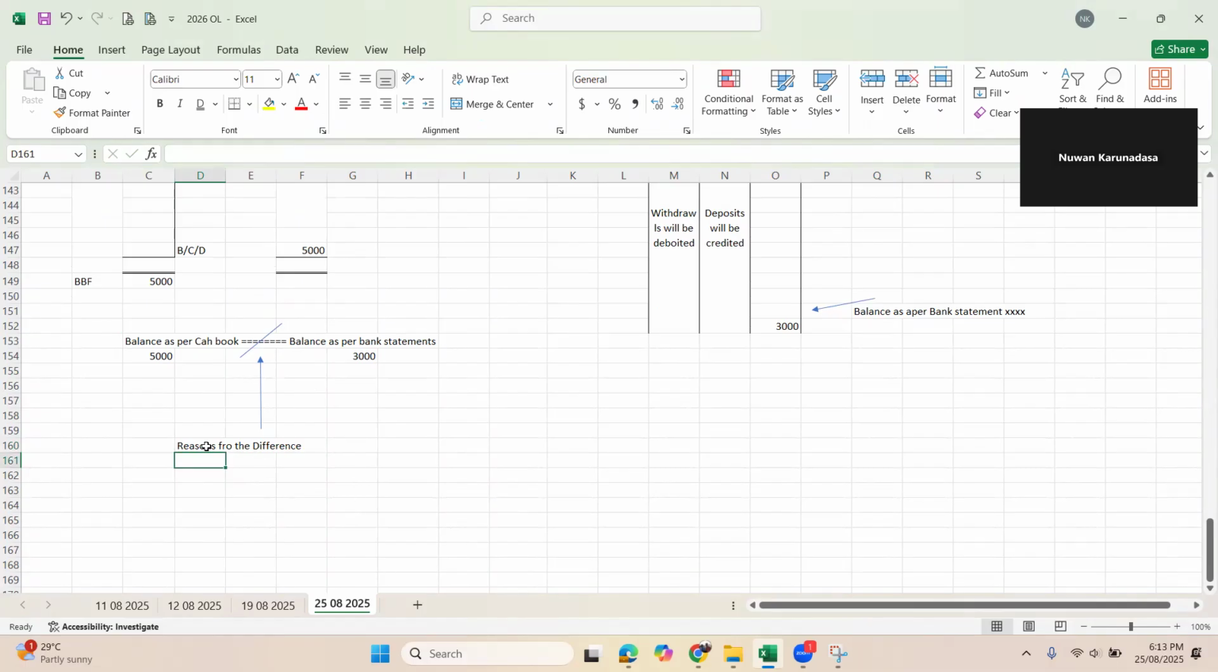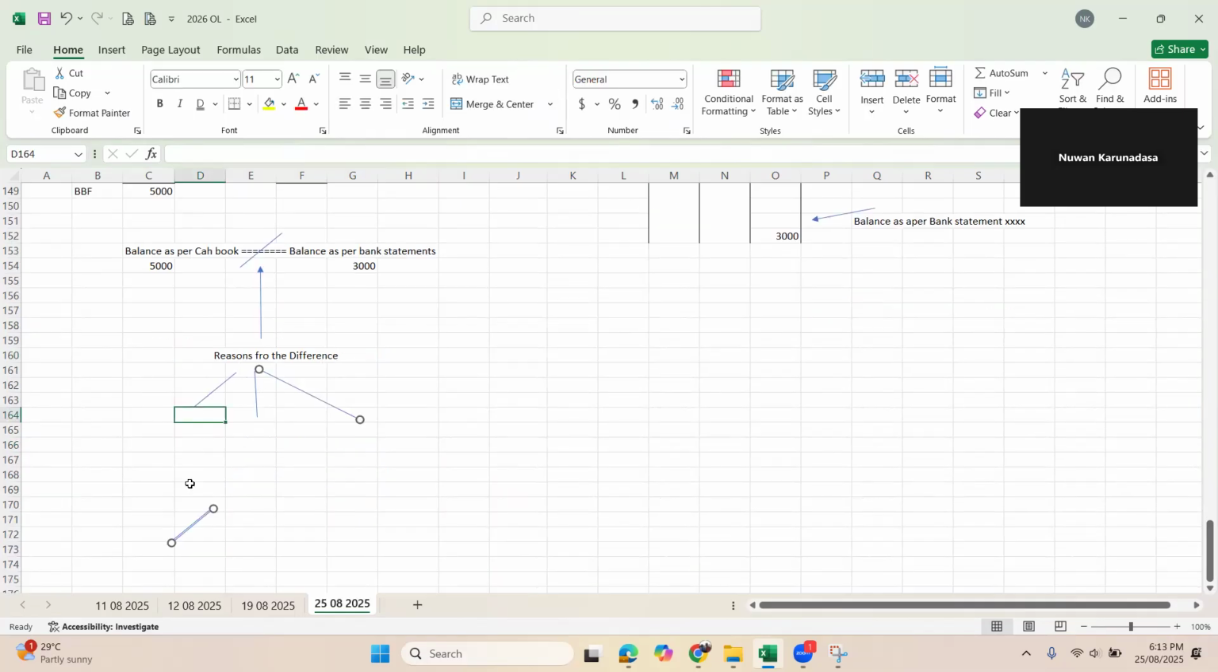These reasons may be an error in our cash book, right? Maybe errors, or maybe an omission, right? Omission means we haven't recorded. First one I said errors, the second one is omission, third one is due to time.